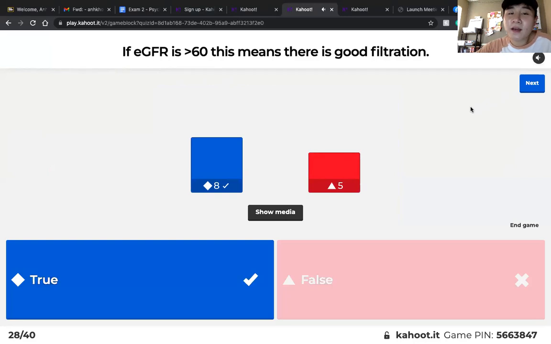So in my notes, I have more than 90, but I'll check this with the professor again. In my notes, anything above 90 is good filtration. But the more important thing to remember is if eGFR is less than 15, that means the patient is required to have dialysis, less than 15.